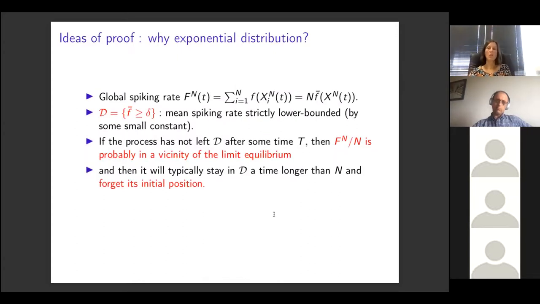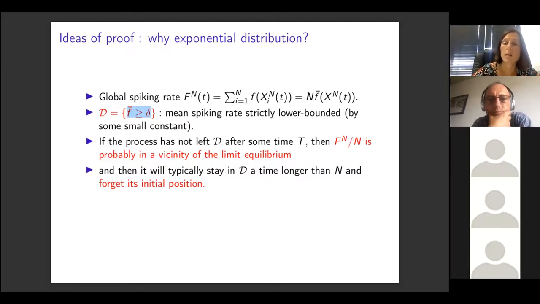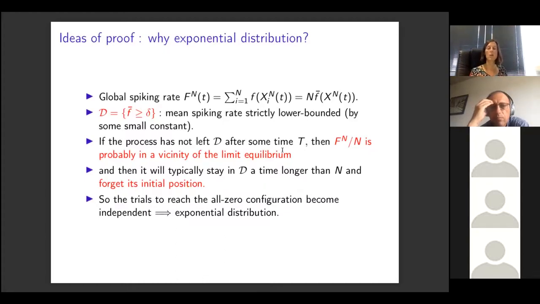Okay. So why the exponential distribution? What we did in our paper is the following. We cut the state space into two parts. The main part is where the mean spiking rate, which I call F bar, so it's just the sum over all spiking rates divided by N, is strictly above some small threshold. And then the idea is if the N particle process has not left this space after some fixed time, which doesn't depend on N, say one, then this mean spiking rate must be in a vicinity of the limit equilibrium. And once you are in this vicinity, I will be able to construct the coupling and forget the initial position, which induces the loss of memory. So the trials to reach the all zero configuration become independent, and this gives you something like a geometric distribution that converges to an exponential one.